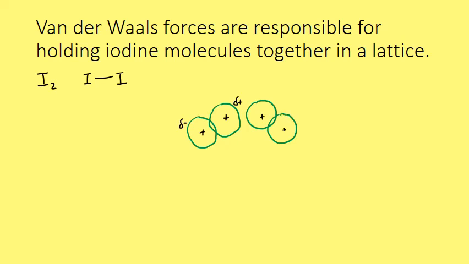If this end here is slightly positive, that's going to induce a slightly negative charge in this molecule, that end of this molecule, which leaves this side of the molecule as slightly positive. And we can repeat this, which I'll do a few more times. So let's say we have another molecule down here with its charged clouds.